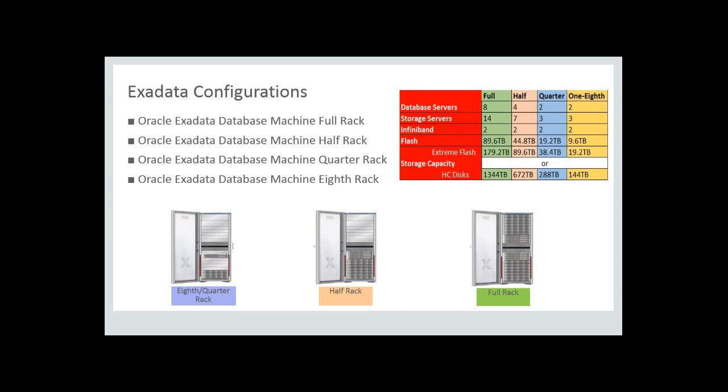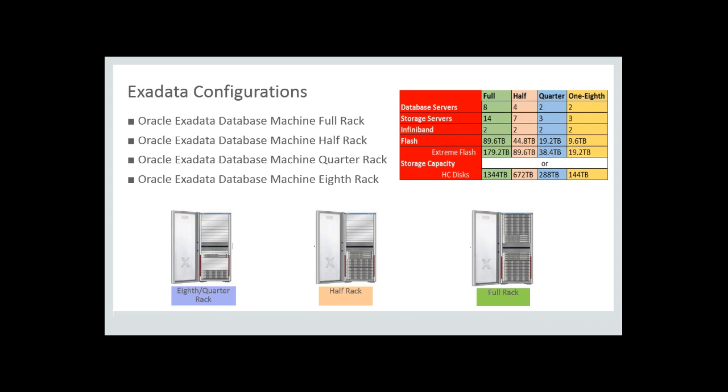And you will get 14 storage servers. In the last slide, we discussed only one storage server. That means you will get around 14 such storage servers, and of course 2 InfiniBand. And in a half rack, you get 4 database servers, 7 storage servers, and InfiniBand in all the machines is 2 only.